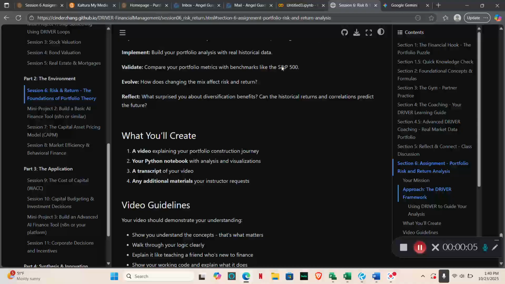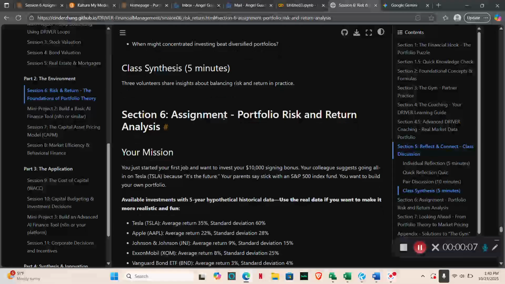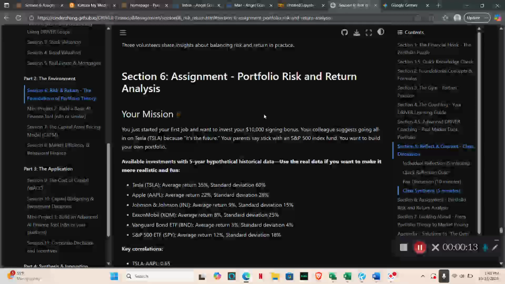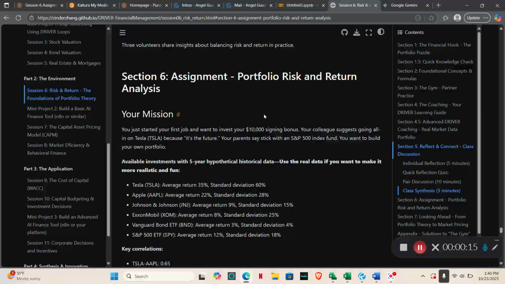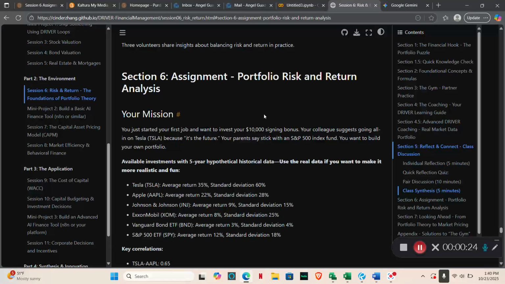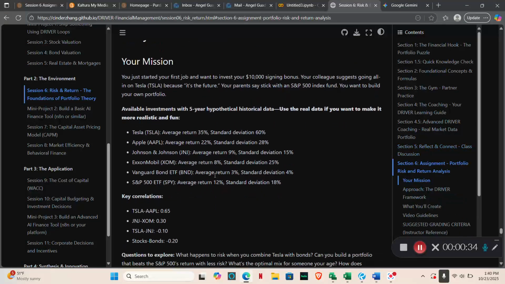Today we will be discussing portfolio risk and return analysis. So essentially we are starting our first job and want to invest $10,000 with our sign-on bonus. We have a colleague of ours who suggests going all in on Tesla because it is, quote-unquote, the future, while your parents say to stick with an S&P 500 index fund and you yourself want to build the portfolio. So using the 5-year hypothetical historical data below, we're going to do this.